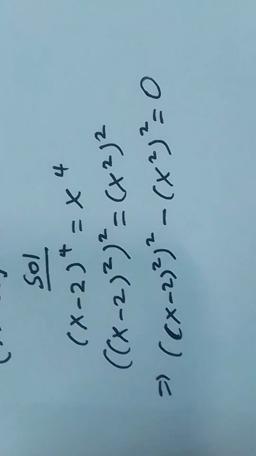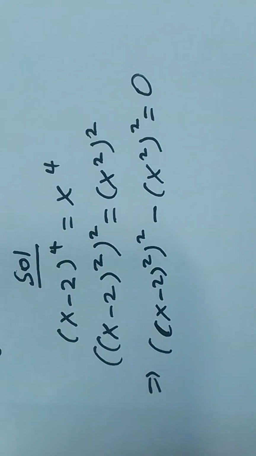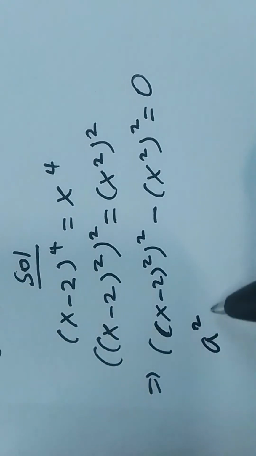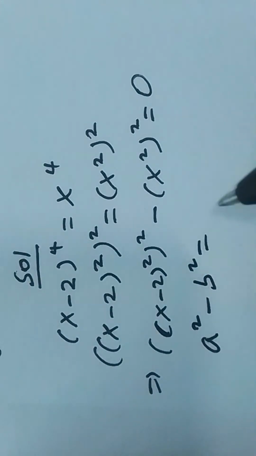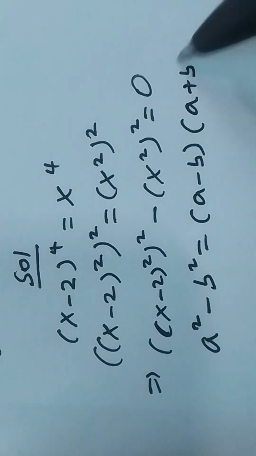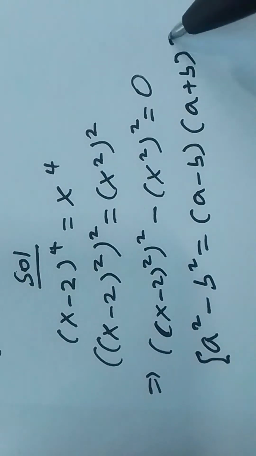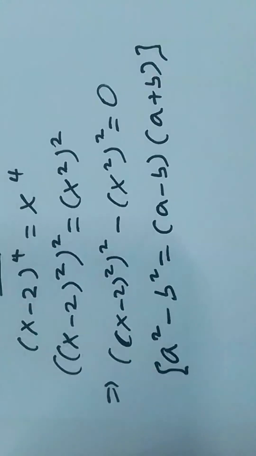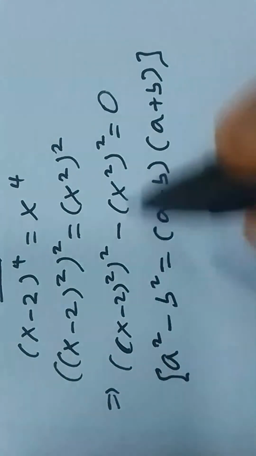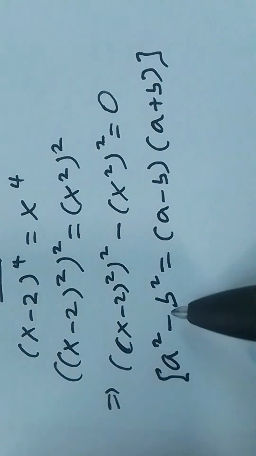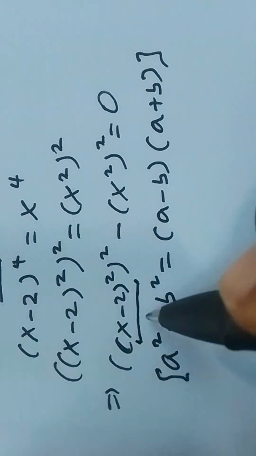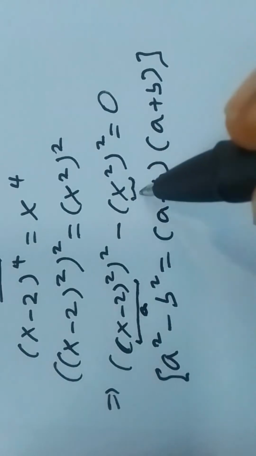Now, let us recall a very nice identity property. You all know this. It says a^2 - b^2 is equal to (a - b)(a + b). Take note of this property. What we will now do is to apply this property to this left hand side. By comparing this left hand side with this guy, you will see that (x - 2)^2 is a, x^2 is simply b.